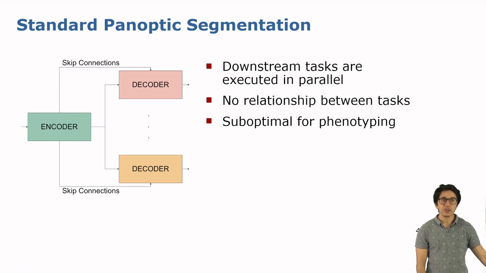In the literature, this task is usually addressed with a shared encoder that extracts meaningful features from an image, and separate decoders addressing the different tasks. So each task is executed in parallel without exploiting potential relationships between them. This is suboptimal for phenotyping because it treats each task separately, without considering that plant instance segmentation can benefit from the knowledge of semantic segmentation between crops and soil, and so can leaf instance segmentation from plant instance segmentation.